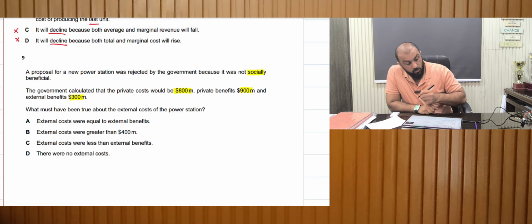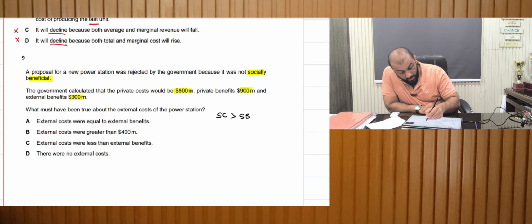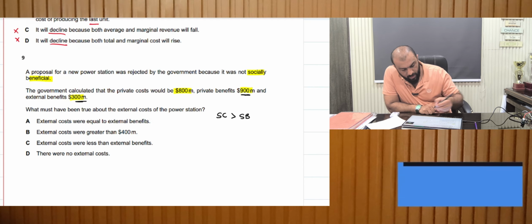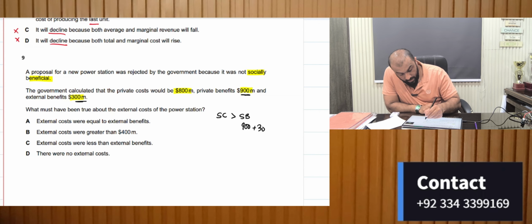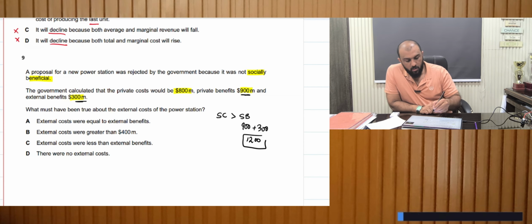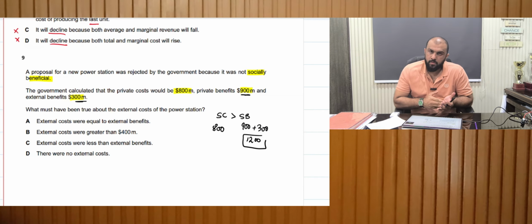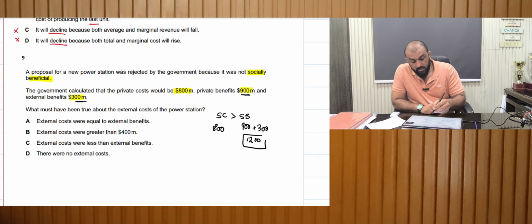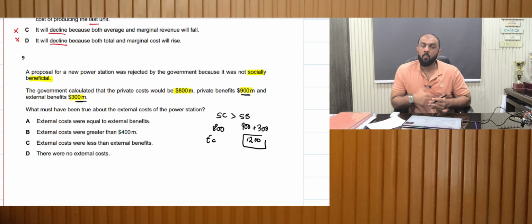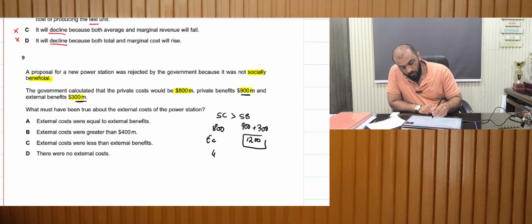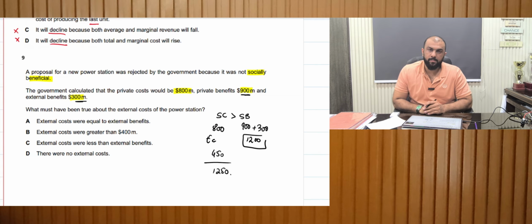Now, it is not socially beneficial, which means the social cost is greater than the social benefits. We know that the private benefits are 900 and external benefits 300. If we add them both, 900 plus 300, we get 1200, right? And the social cost, we don't have external cost, we just have the private cost, which is 800. So if you're not opting for this project, it means that the external cost is more than 400, let's say 450, so that the social cost now becomes 1250, and it's not socially beneficial. So that is the answer.